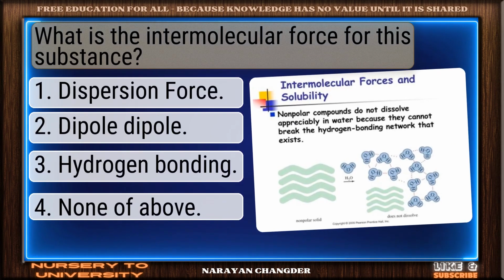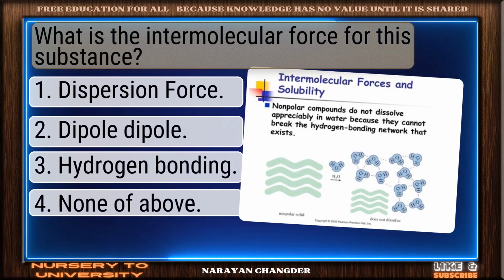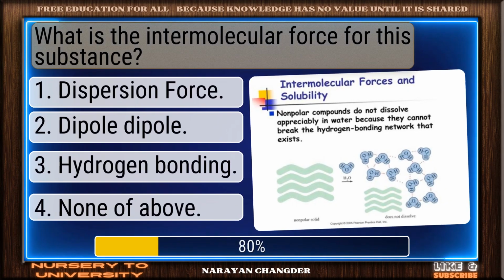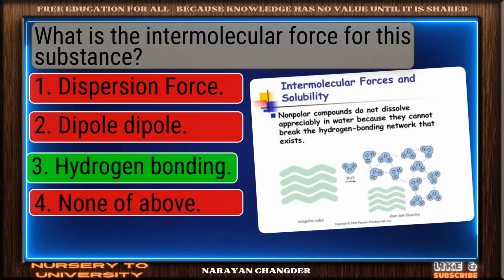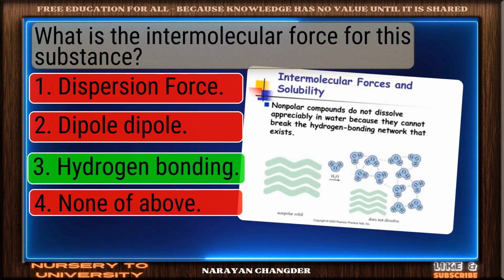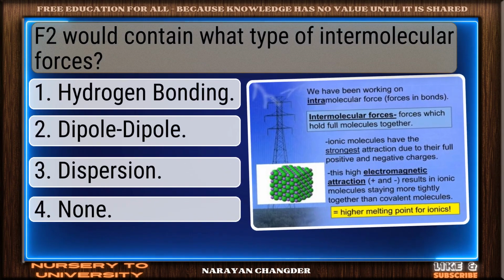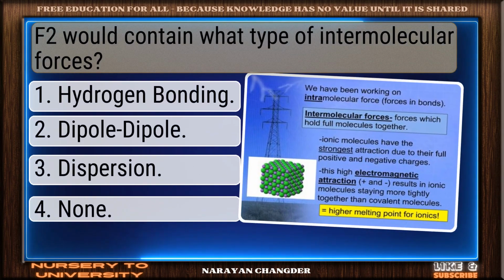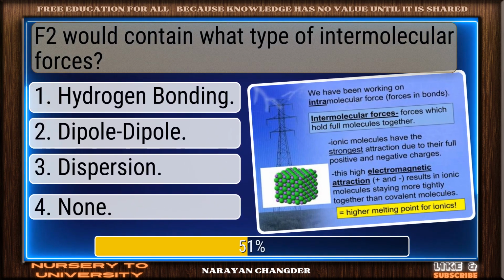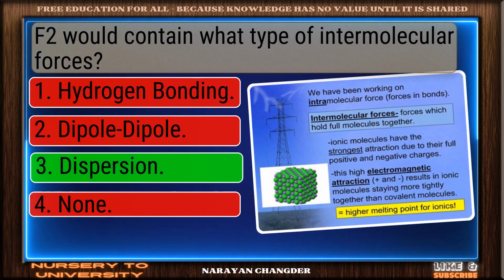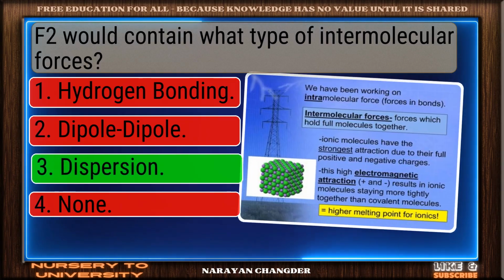What is the intermolecular force for this substance? Exactly. Hydrogen bonding makes sense, and it is the right choice. F2 would contain what type of intermolecular forces? Right again. Dispersion is a valid answer.